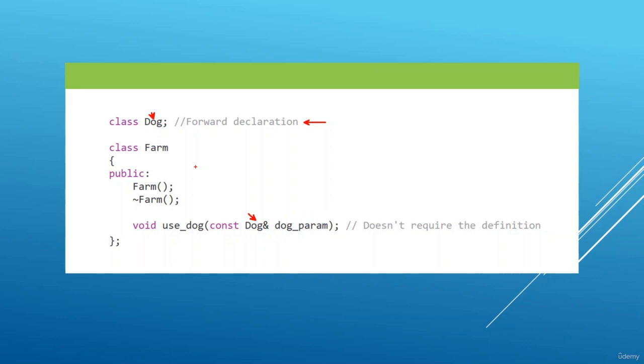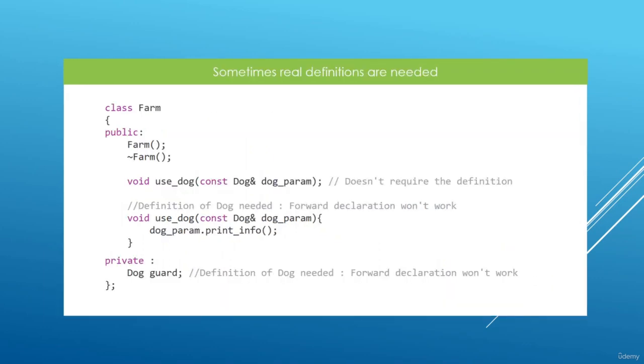The definition is going to be needed when we use something that requires a definition for the dog class. But please note that this forward declaration thing is not going to always work in your class headers. For example, if you happen to need the definition for the dog class, either by calling a member function on a dog object or having a member variable of a dog type, this is going to need a definition. Forward declaration is not going to work here.